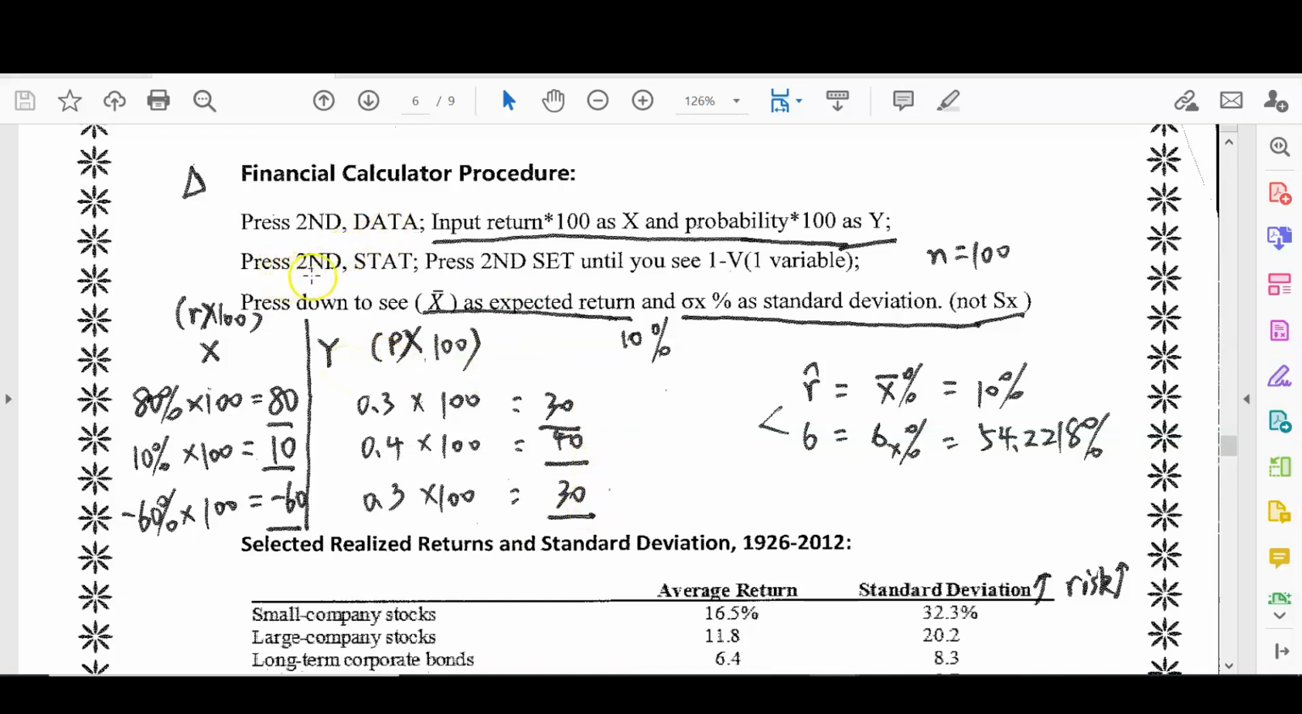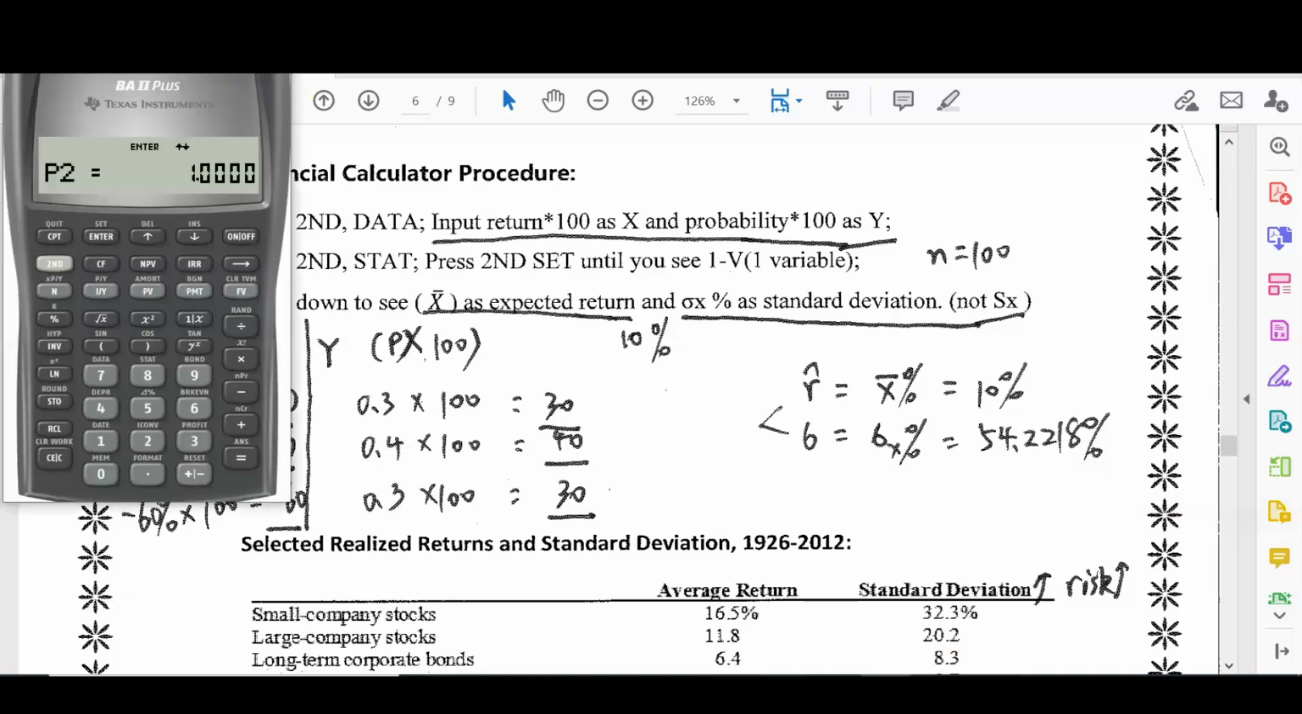And we're going to press second set until we see one variable. And that should show us n as 100. When we make sure that n is 100, we press down button to see x bar as expected return and sigma x as standard deviation, not Sx. So we know the expected return is x bar, 10%. Sigma is 54.22%.